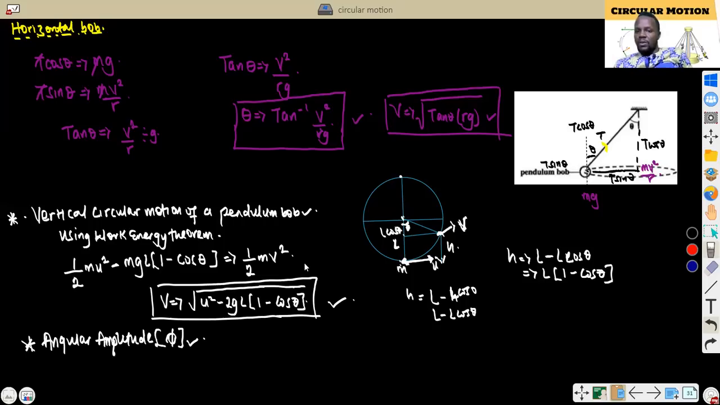But when the velocity is 0 at this point, what happens? The body will come back to its initial position. We say amplitude of oscillation is the maximum distance covered from the starting point, or you can say the mean position. This we are going to study under the next chapter, which we call simple harmonic motion. They are together, oscillatory and circular motion. So in the next video, we talk more about amplitude. But here, we also want to talk about the angular amplitude.